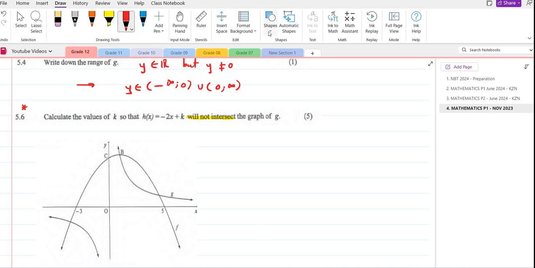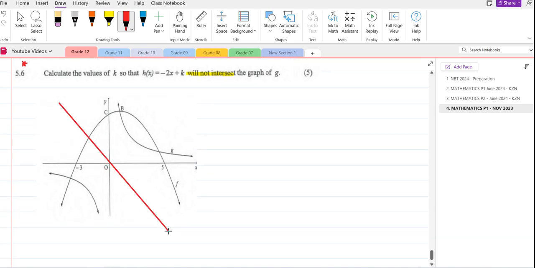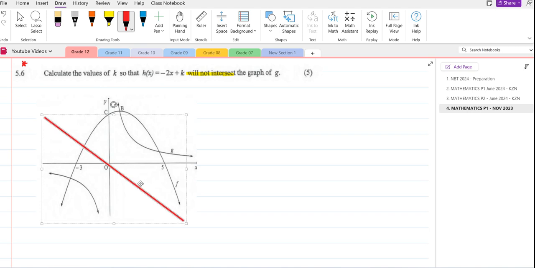So let's take this graph as the negative 2x graph. We have to sketch the graph of h of x. The h of x graph can be anything like this, a downward sloping line. So I made k value 0, and this is a possible graph of h of x. Now there are many possible graphs.